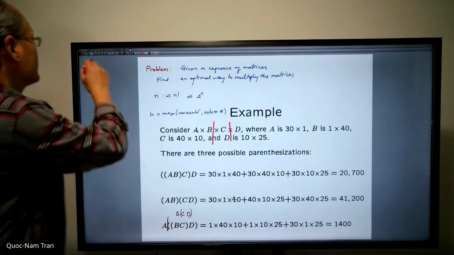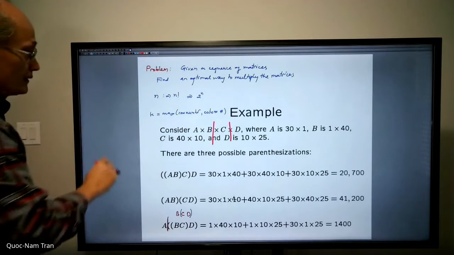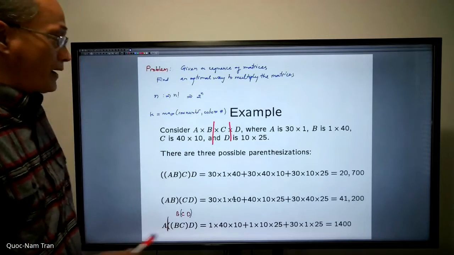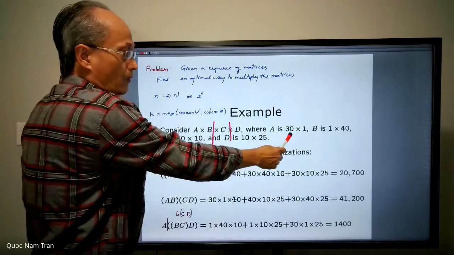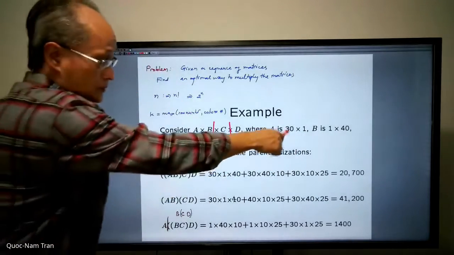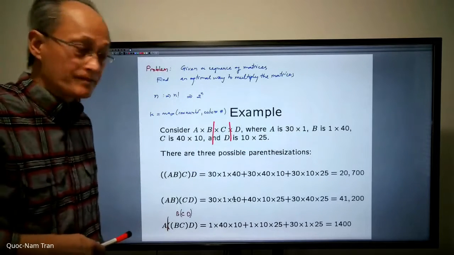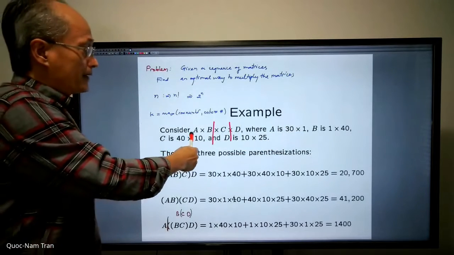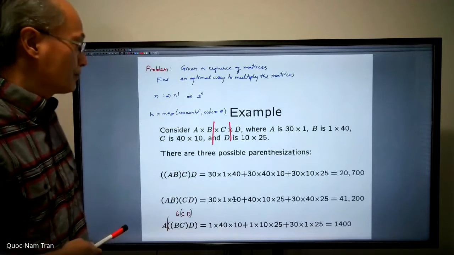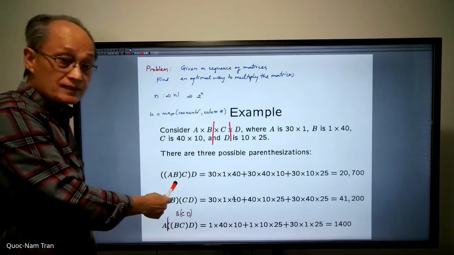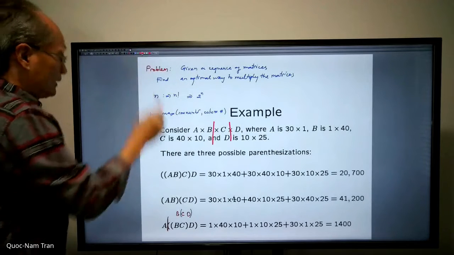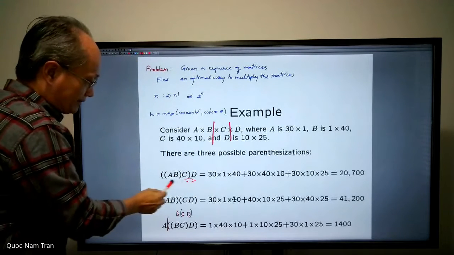Given a sequence of matrices, like we have A, B, C, and D here, where A has 30 rows, 1 column, B has 1 row and 40 columns, etc., right? So multiplying four matrices, we have many different ways. For example, we can multiply AB first, and then after that with C, and then after that with D, right?